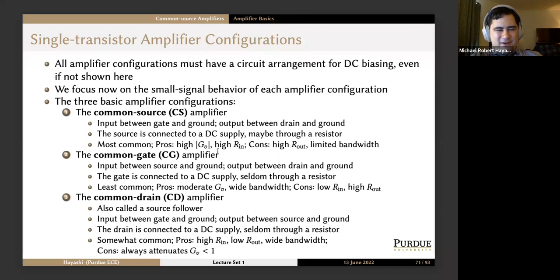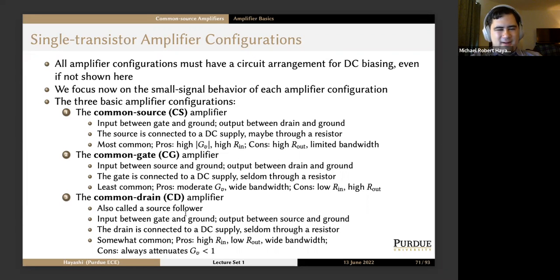So the common source amplifier is our most common single transistor amplifier. Pros is it has a very high overall gain magnitude and a high input resistance. The cons is that it has a high output resistance and limited bandwidth. The common gate amplifier, again, has the gate connected to a DC supply, seldomly through a resistor. It's the least common amplifier configuration. The pros is it has a moderate gain and a wide bandwidth. The cons is it has a low input resistance and a high output resistance.